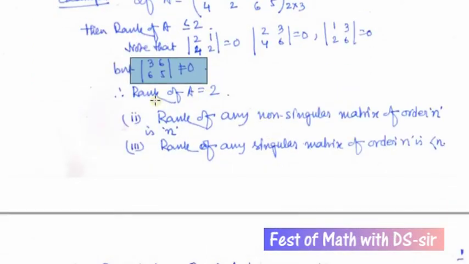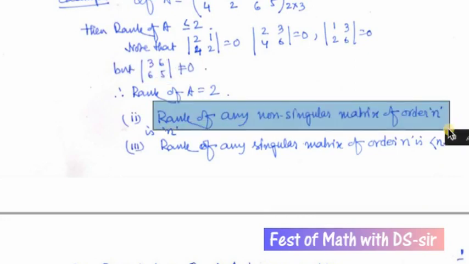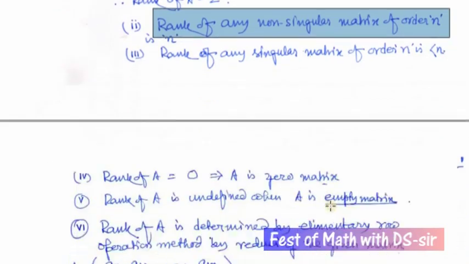The rank of any non-singular matrix of order n is n. The term non-singular is used in case of a square matrix. So that means the matrix given is a square matrix, and since it is non-singular, the determinant of A is non-zero. So its rank is n. For the rank of a singular matrix, a square matrix whose determinant is 0, its rank must be less than n.